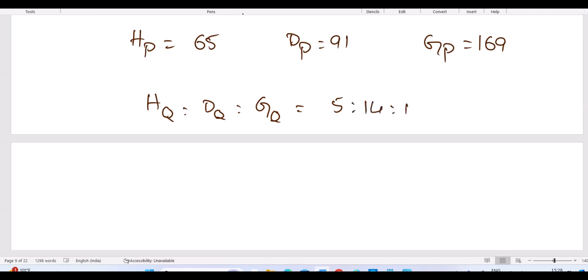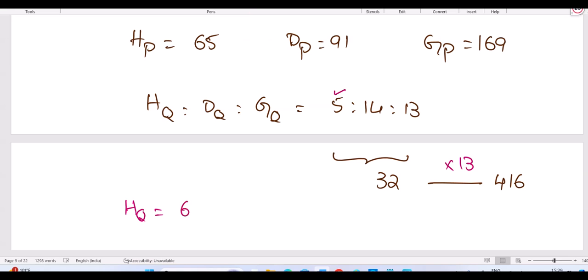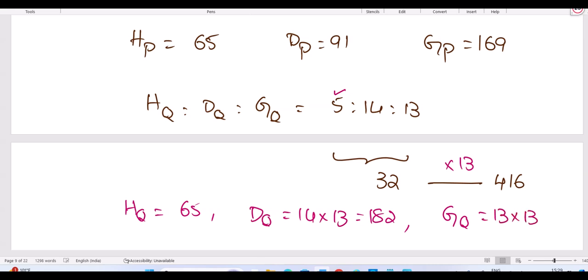5, 14 and 13. Adding these 3, we got 32, but they given it as 416. Now the factor is multiplying by 13. Adding all these 3, we got 32 only, we want 416, means multiplied by 13. Now what is hens in Q? Hens in Q, 5 into 13, 65. Ducks in Q, 14 into 13, 182. Goats in Q, 13 into 13, which is 169.